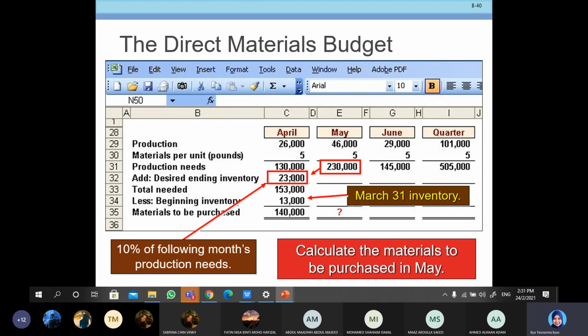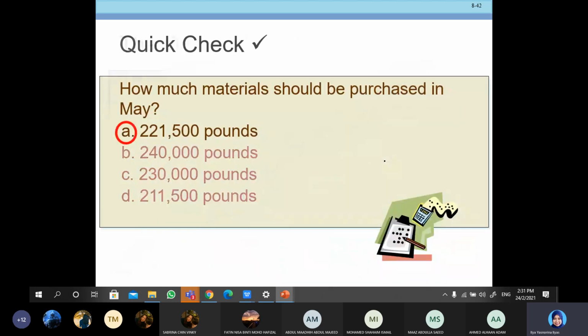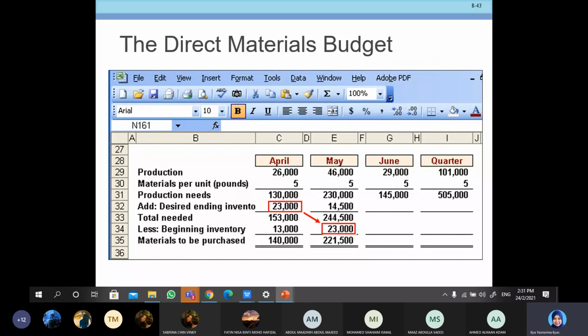Then the beginning balance was given in the question, 13,000. Now we look here. Ending inventory will be beginning inventory in May. Ending inventory in May will be beginning inventory in June. So this is how it works. See? So we bring it down here. Ending inventory in April will be beginning inventory in May.